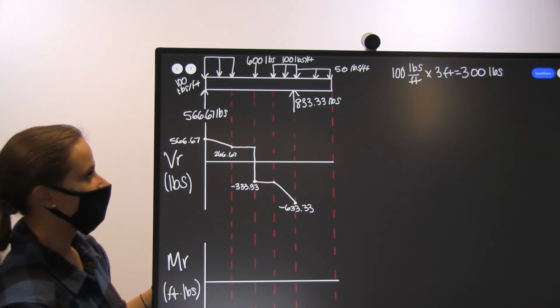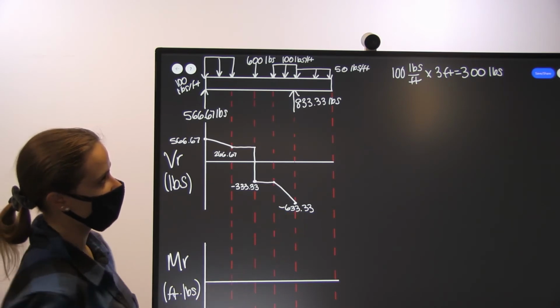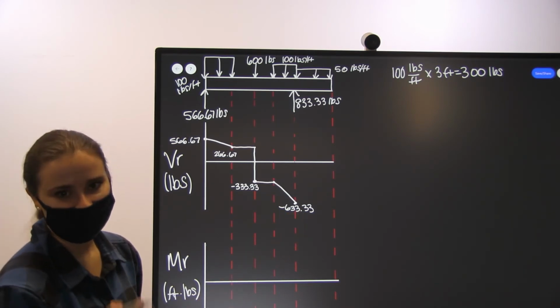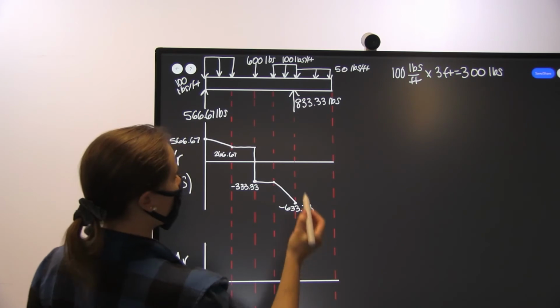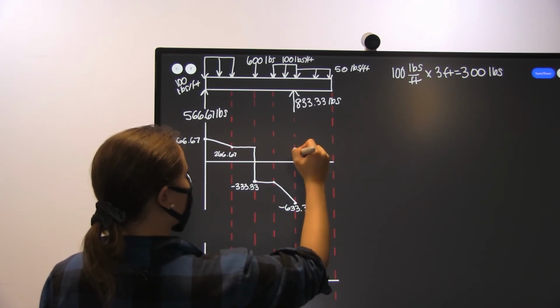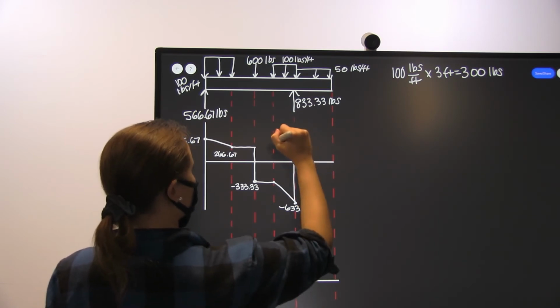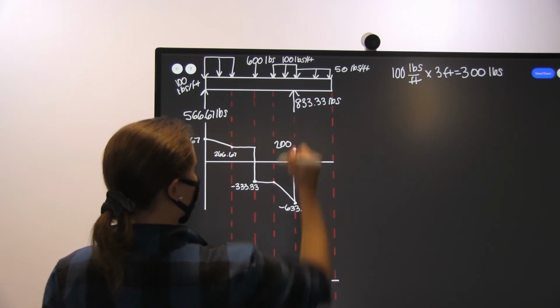pounds. And we're going to add that to negative 633.33. It's upward, so we're going to add. It's a positive value, so we're adding. And then that's going to bring us up here. That's going to put us at 200 pounds.